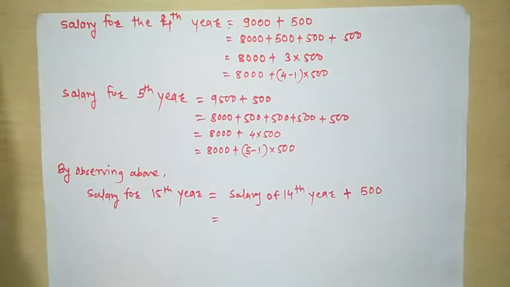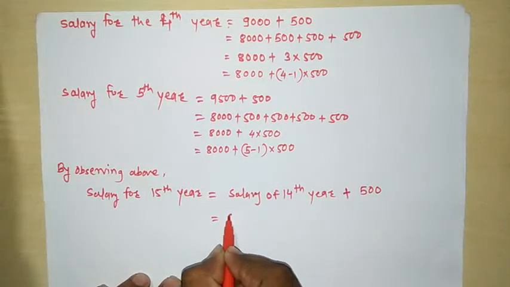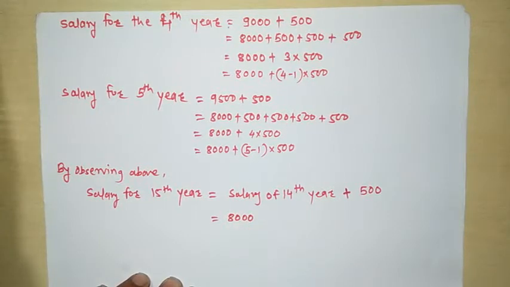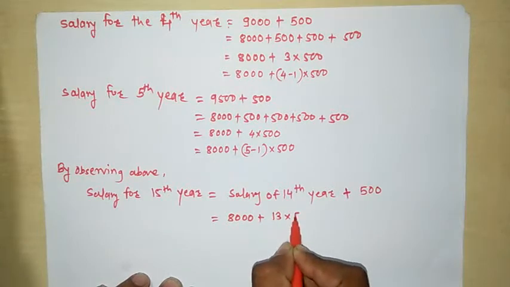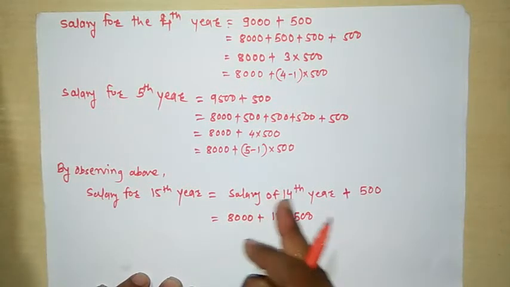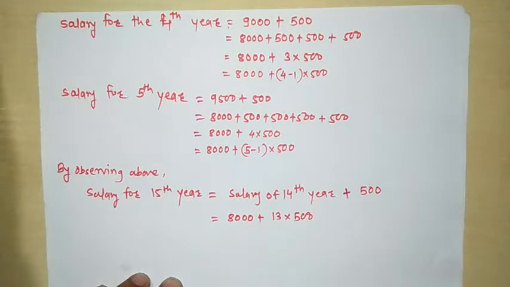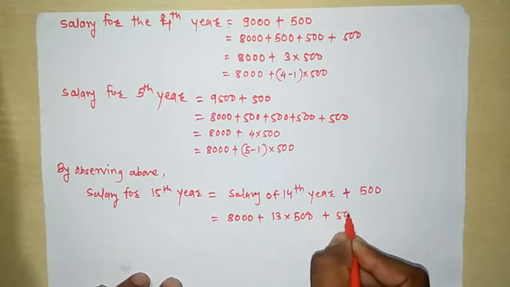What will the salary for the 14th year be? That is, see here, this 8,000 initial salary as it is, plus 13 times 500, because for the salary of the 14th year, the salary is incremented 13 times. For the 14th year salary, how many times will the salary have increased? 13 times. That is 13 into 500 plus this 500 as it is.